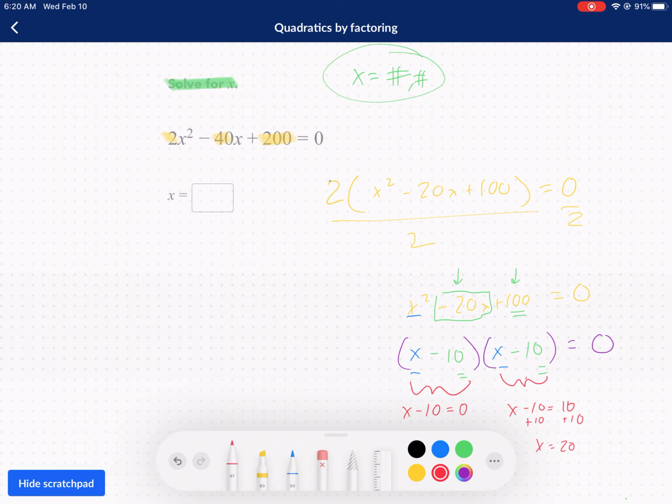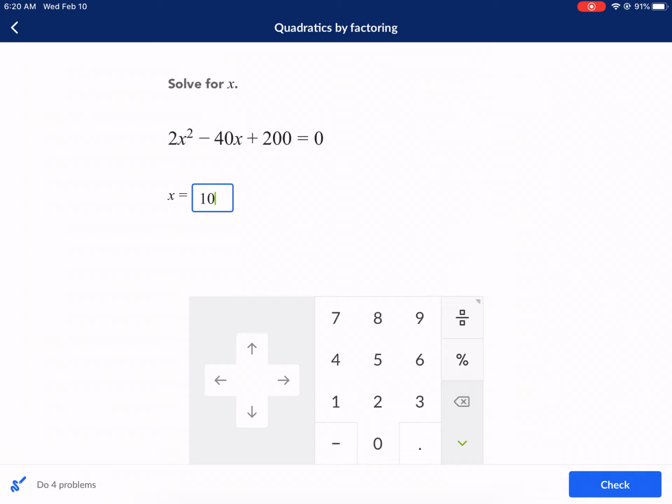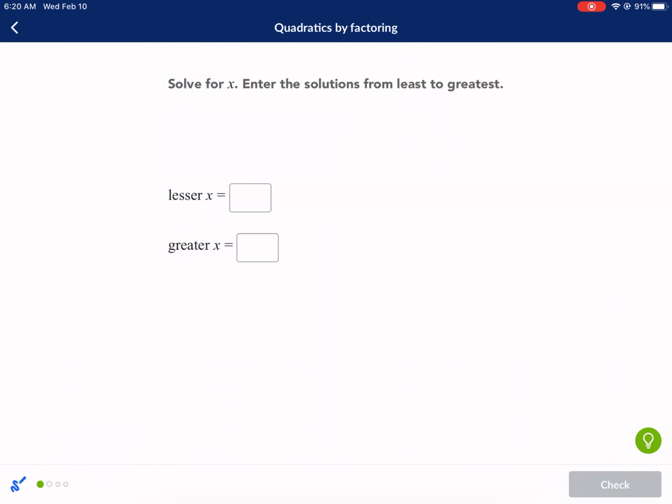What am I doing? Oh, I'm sorry. That's a 0, not a 10. Sorry. I was like, what the heck? That doesn't make any sense. Okay, plus 10. My bad. So x equals 10. That makes a lot more sense to me because if you plug in 10, it will go 10 minus 10, 0 for both parentheses. So our answer is x equals 10. Check it. Let's move on.